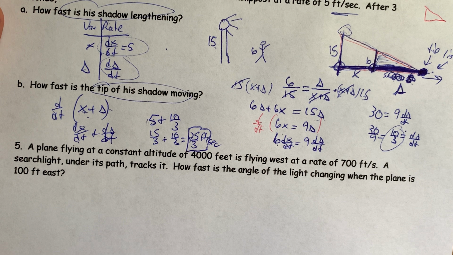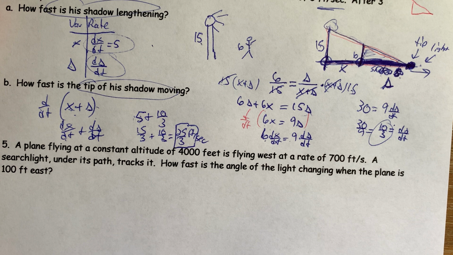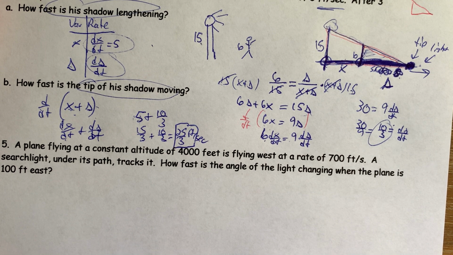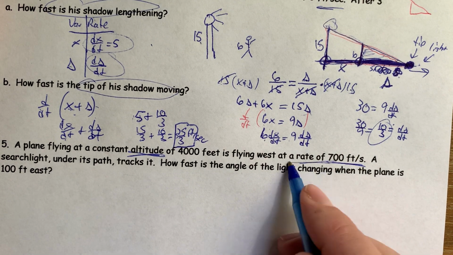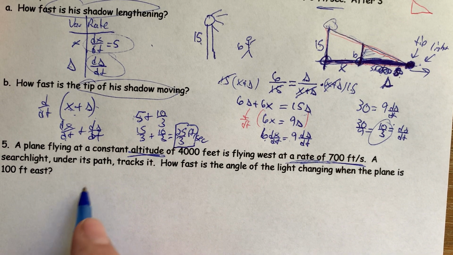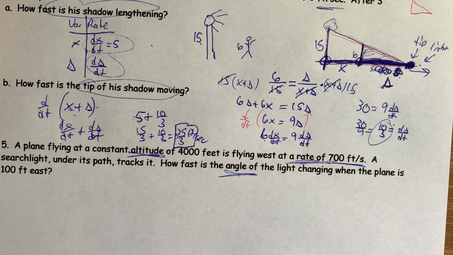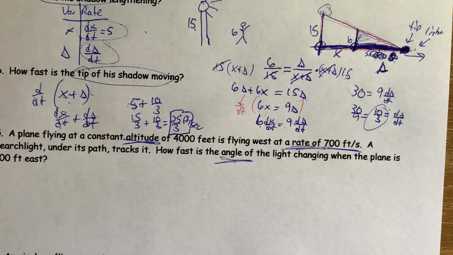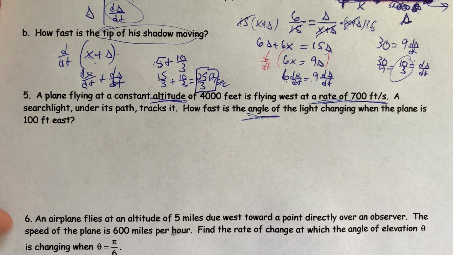All right, a new kind of problem. A plane flying at a constant altitude of 4,000 feet, and altitude is a height above the ground, is flying west at a rate of 700 feet per second. Here we have a rate. A searchlight under its path tracks it, so there's a light tracking it. How fast is the angle of the light changing when the plane is 100 feet east? Draw a picture of this. Take a minute and try to draw what is happening here and see how it compares to my drawing.